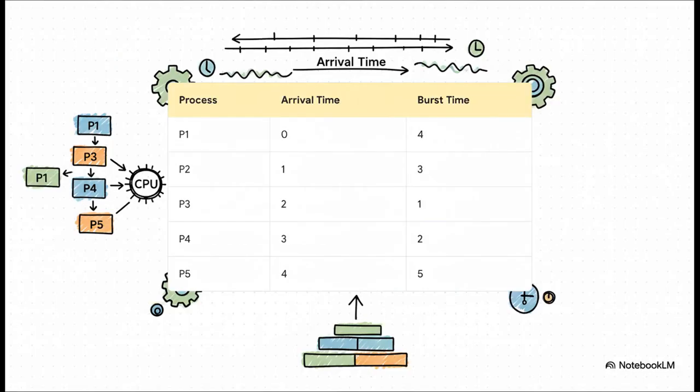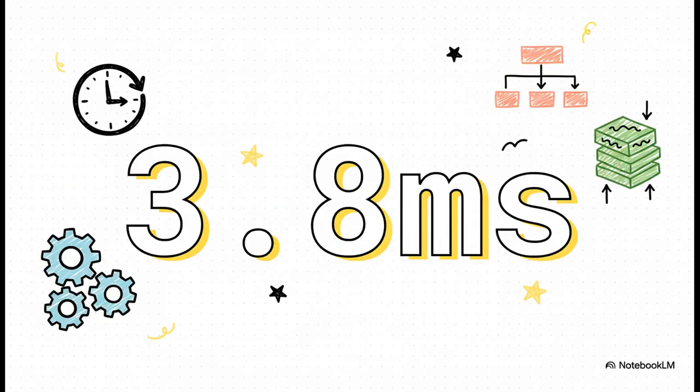Let's start with the simplest strategy out there, first come, first served, or FCFS. It's exactly what it sounds like. Just like a line at the grocery store, the first process that shows up is the first one that gets to run. Here's a classic exam problem. Let's solve it. To figure this out, we draw what's called a Gantt chart. It's just a timeline for the CPU.